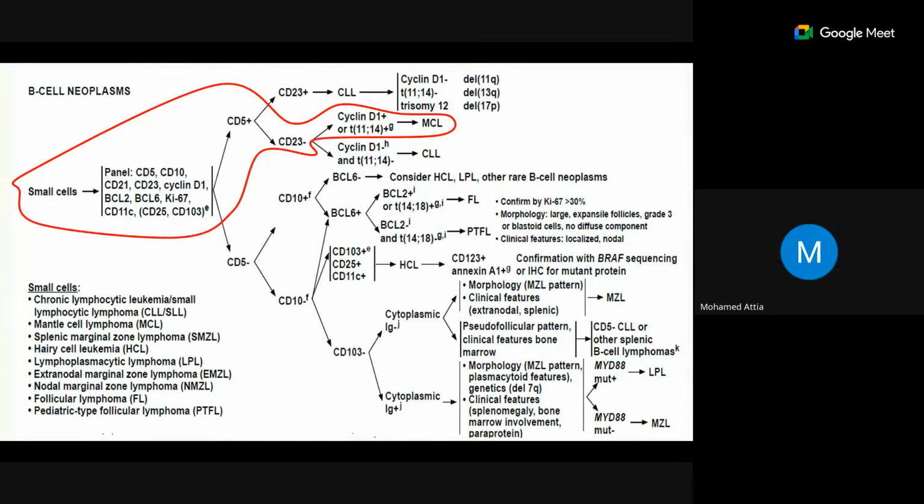Now we can concentrate on this slice of the NCCN guidelines graph. This is small cells. We will do B cells because it appears under the microscope as B cells or lymphocytes. We will find it CD5 positive, and it is CD23 negative, not positive. If it is positive, it will be CLL, and it is CD23 negative. We will do Cyclin D1 markers. It will be extremely positive, or translocation 11;14 is most important to do, either by PCR or by FISH or by NGS, whatever you have in your facility. Then it will be diagnosed as mantle cell.